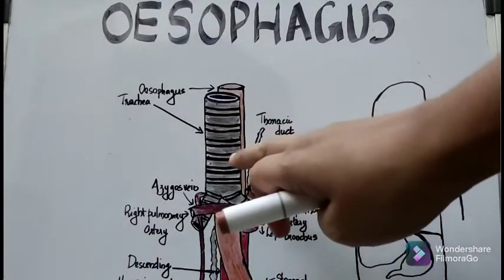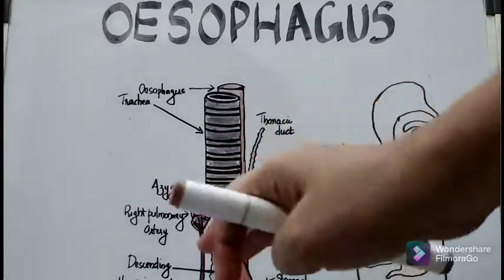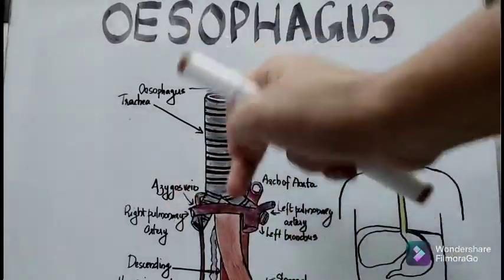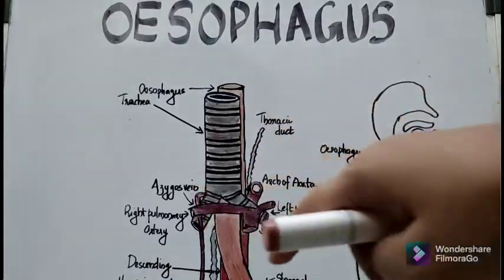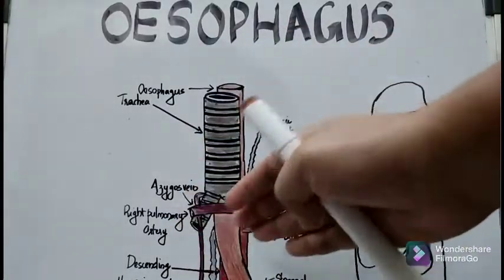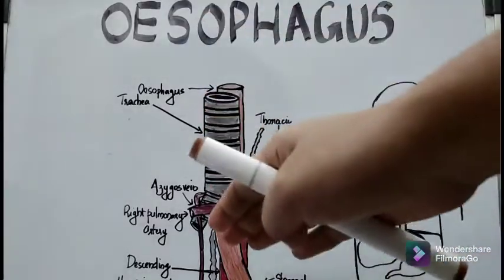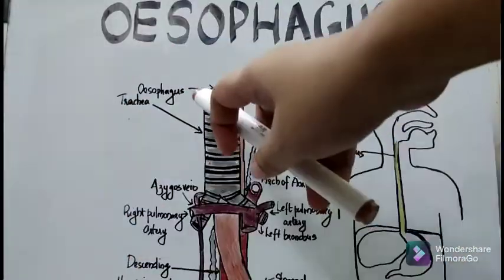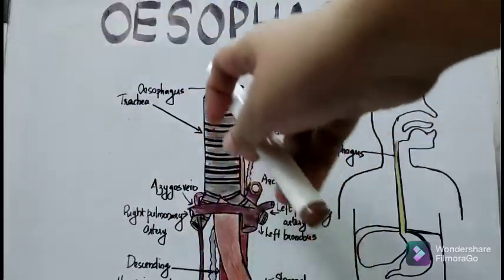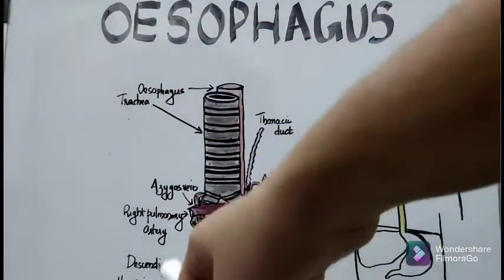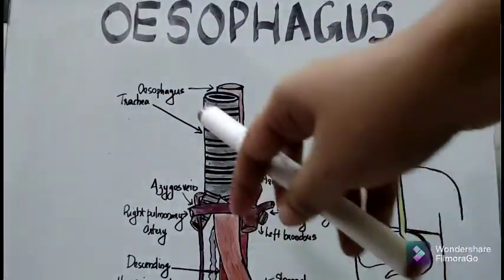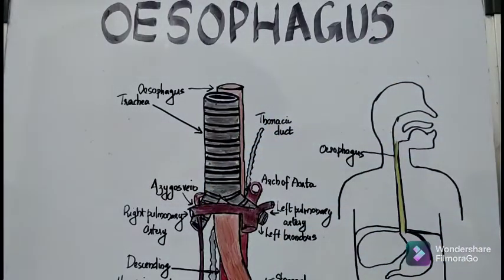The diaphragm is related anteriorly and posteriorly because the esophagus pierces the diaphragm. So it is related anteriorly and posteriorly to the diaphragm. Next is the relations to the right. To the right, there is the right lung and also the right pleura, the azygous vein and also the right vagus. So these are the right relations.